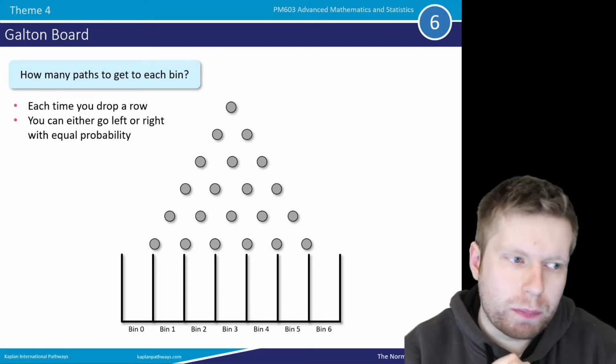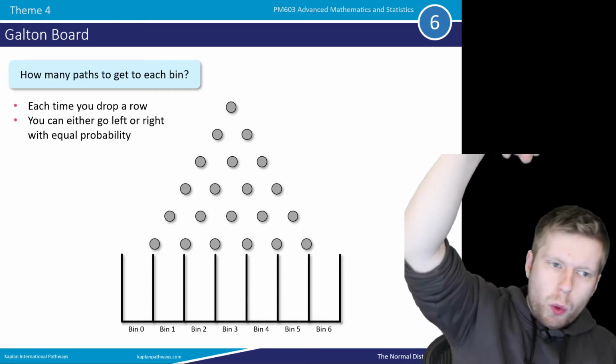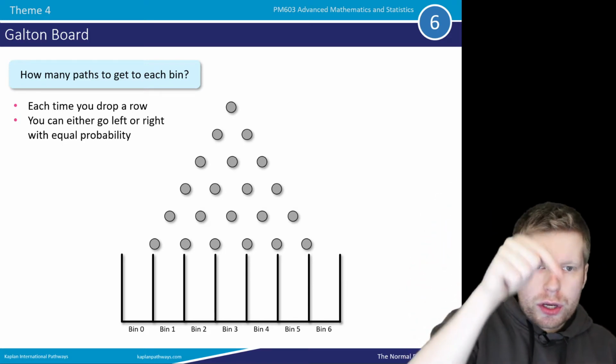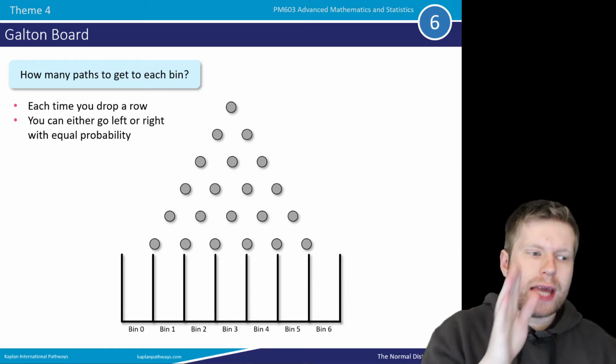So what we're going to do is think about it like this. Imagine a ball is just going to drop, and we're going to do it as one ball dropping, and we're going to look at the number of paths that there are of getting to each bin.